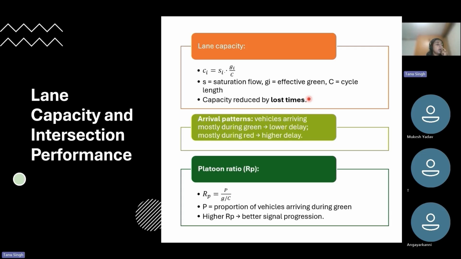Also, how vehicles arrive at the intersection matters. If a vehicle arrives during green, delay may be lower. If it arrives during red, the delay is higher. We quantify this using a term called platoon ratio, calculated using the formula Rp = P / (g/C), the proportion of vehicles arriving during green divided by the proportion of the green time over the cycle length. So a higher Rp means better signal progression.